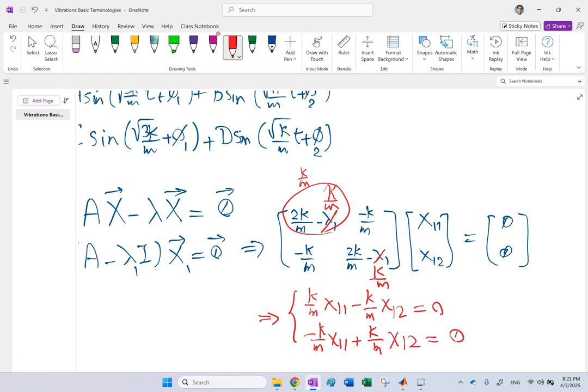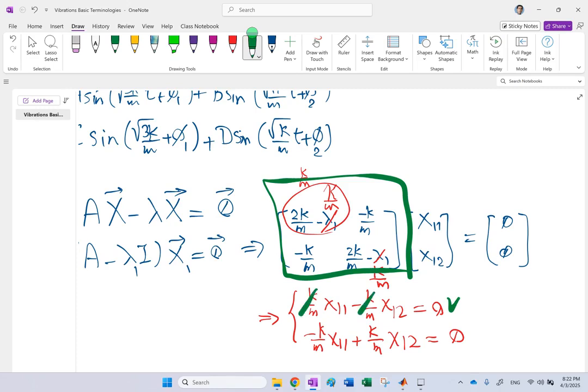And if you look at these equations, they are the same equation. Both of them are the same equation. So you don't really have two independent equations. You really have one single equation. Why? Because initially you set the determinant of this guy to 0. Therefore, your equations are not going to be independent. They're going to be dependent equations. So you really can pick one of them, whichever one that you want. Doesn't matter. Let's say we pick the top one because they are the same. And you can get rid of k over m. And from here, you see the result of either one is going to be that x11 equals x12.